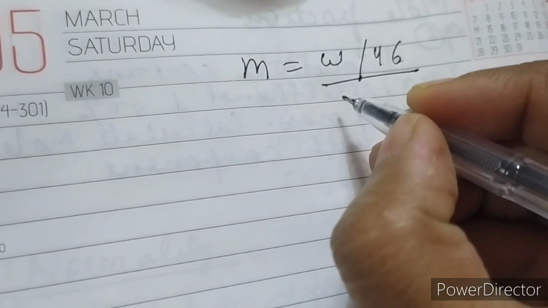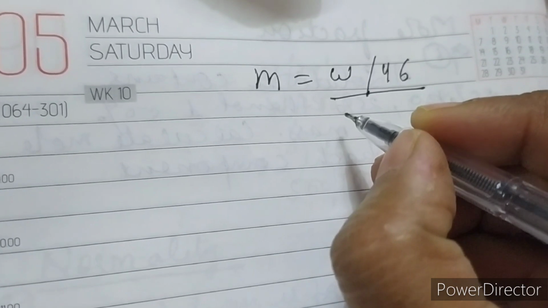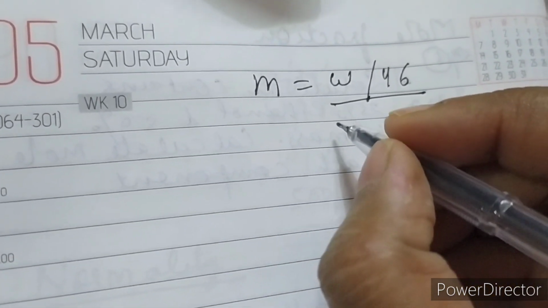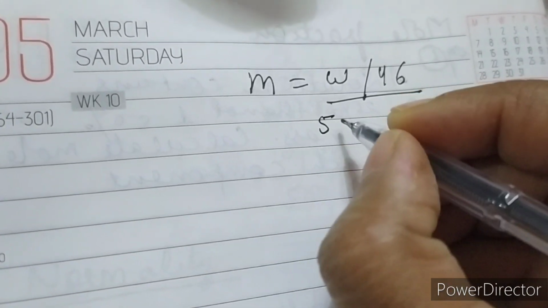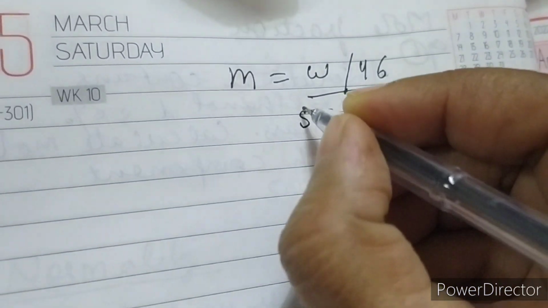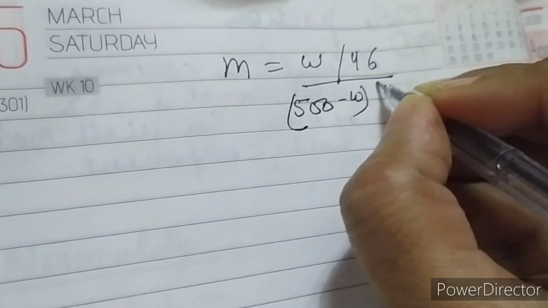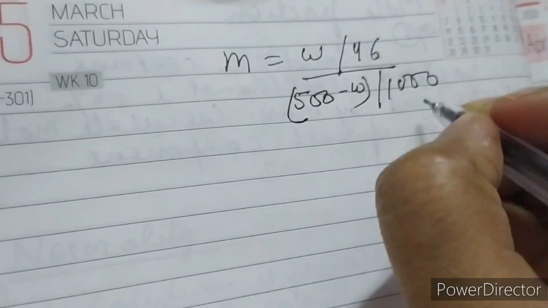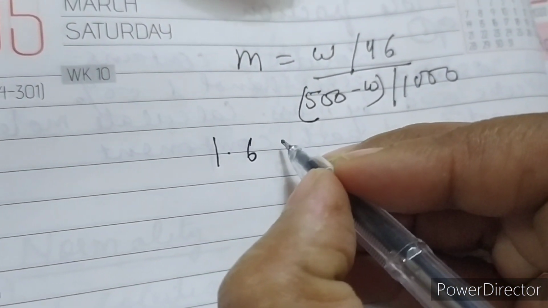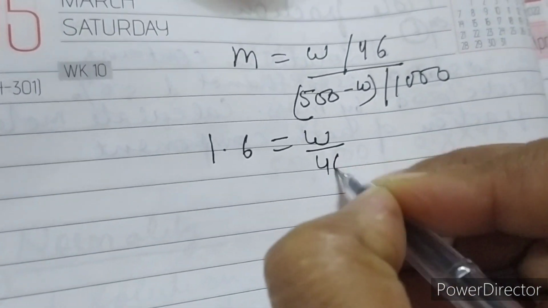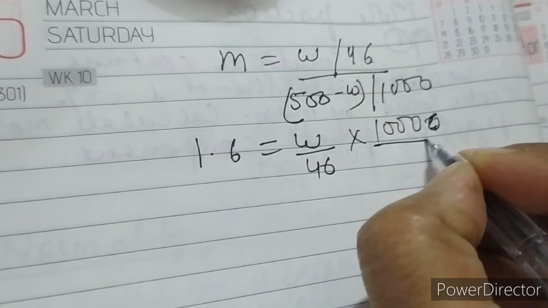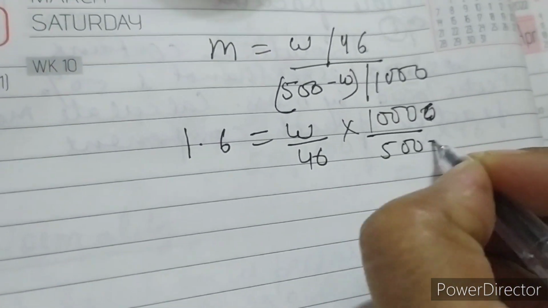And now, because the mass of solution has been given and you have to find the mass of the solute, so here only the mass of solution is given, so we will assume the solute weight to be W. 500 minus W will give you the mass of the solvent, divided by 1000. So here we have to find the W, so we will use simple mathematics. Here molality is given, 1.6 is equal to W by 46 into 1000 divided by 500 minus W.